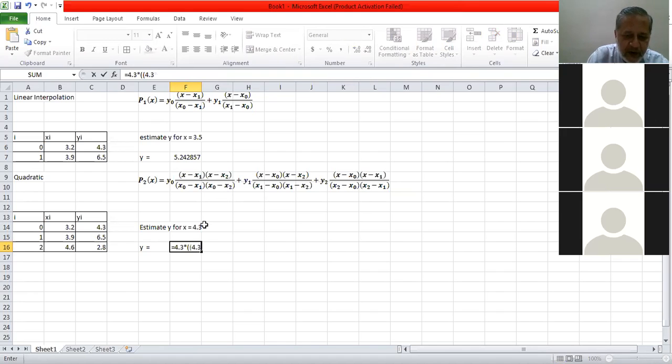So 4.3 minus x1, which is 3.9, multiplied by x minus x2. X is 4.3 currently, minus x2. The value of x2 is 4.6. This numerator is completed, which has to be divided by x naught minus x1, x naught minus x2.